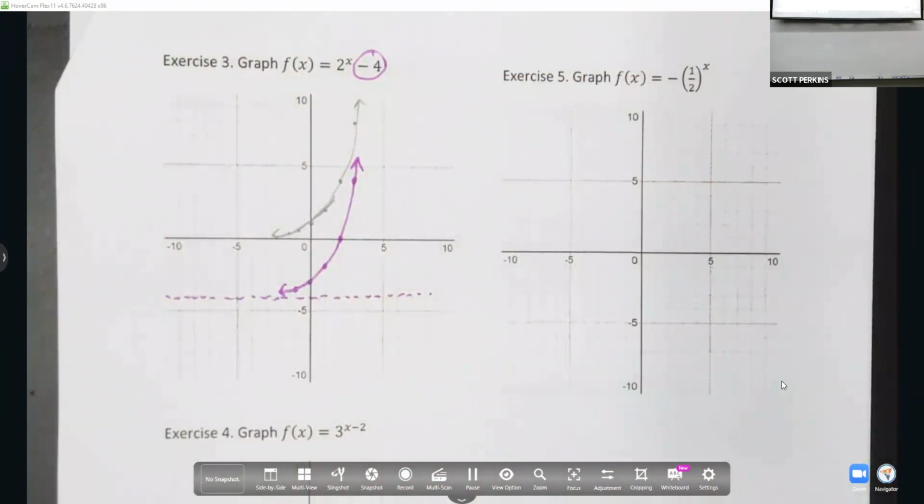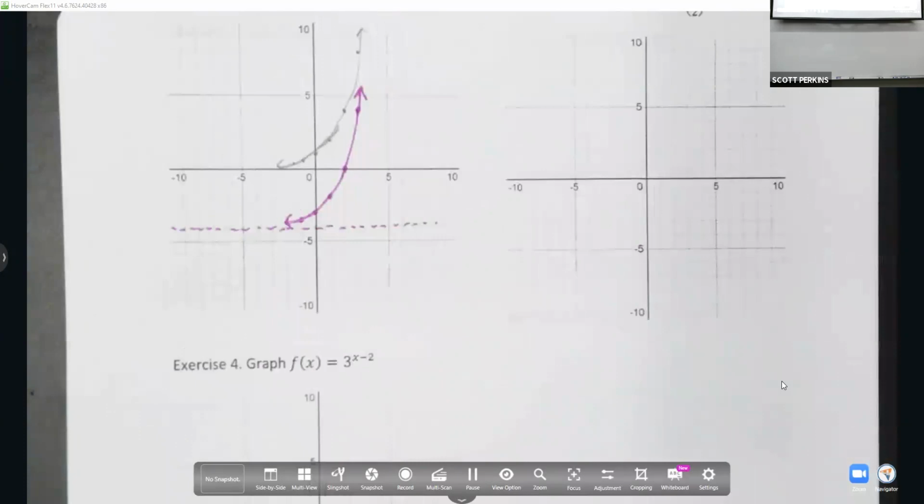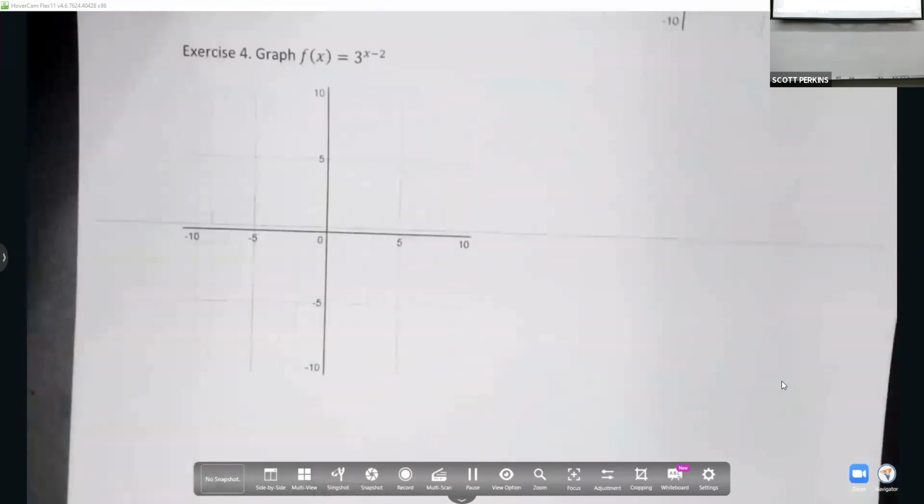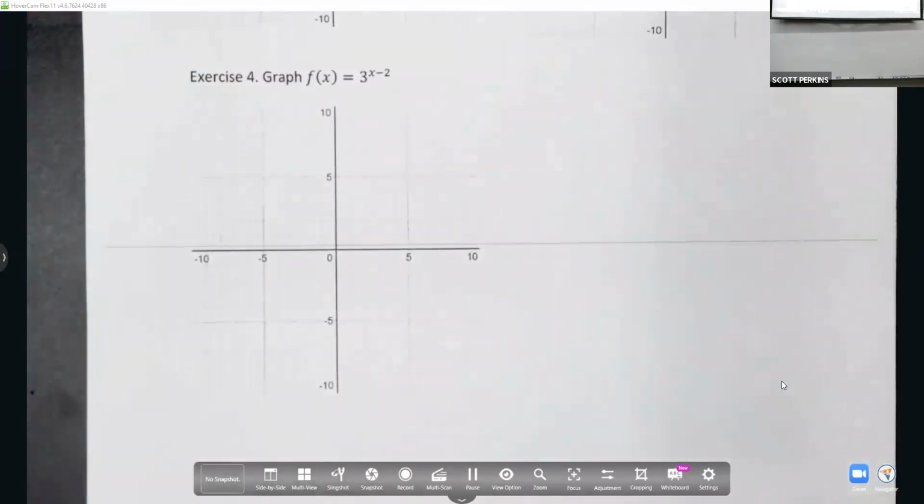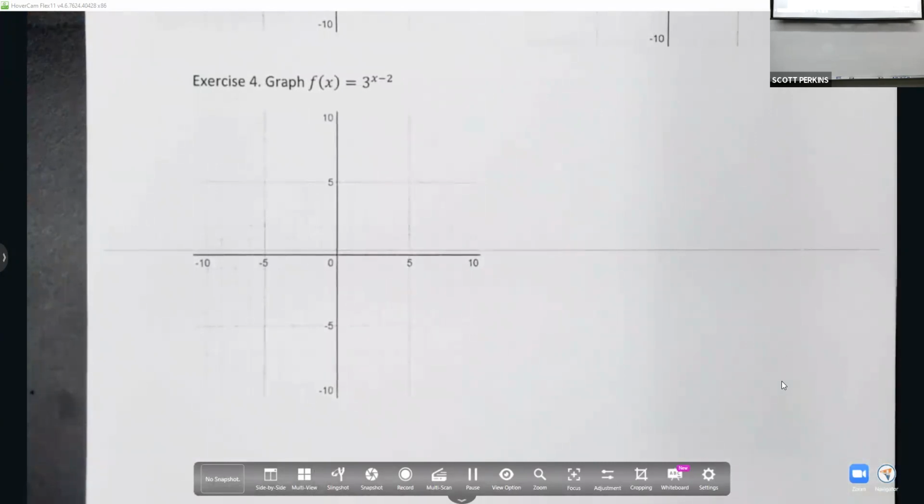The next one, example 4, again is based on one of the graphs from the front page, the 3 to the x graph. So you can look back there at the basic points we had, and now do 3 to the x minus 2 power.